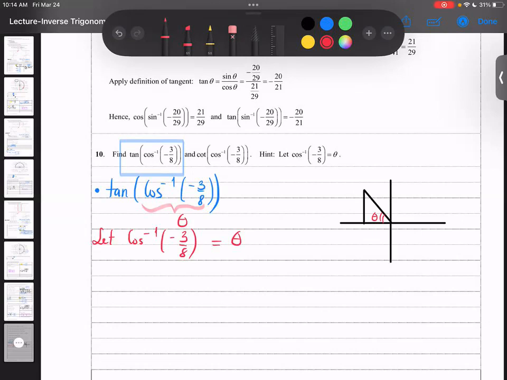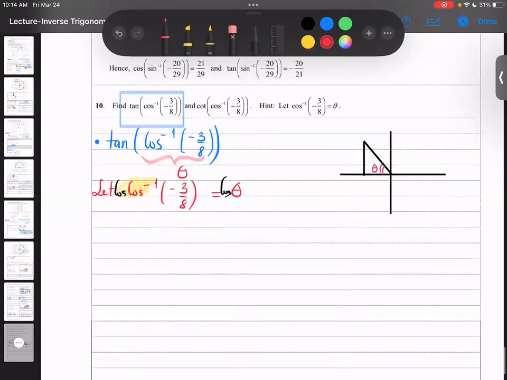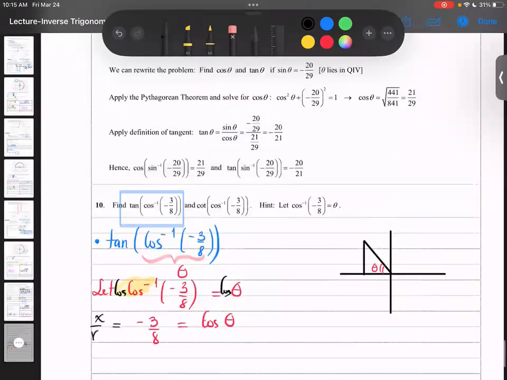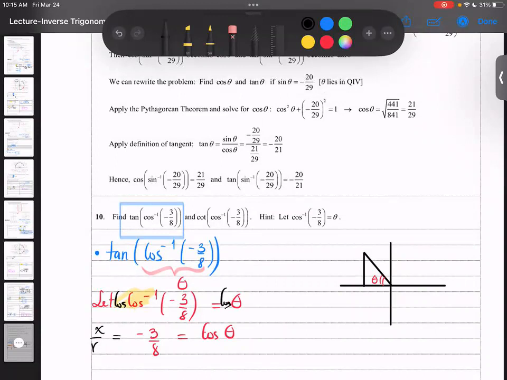Is negative 3 over 8 between negative 1 and 1? Yes, right, so I can add cosine to both sides. Negative 3 over 8 equals cosine of theta. Cosine is adjacent over hypotenuse, x over r, right? That's my r. Cosine theta is adjacent over hypotenuse. Adjacent is going to be negative 3, hypotenuse is 8. Make that negative 3 because of the negative x here. Okay, so you know you're on the right track. Everything kind of matches up.